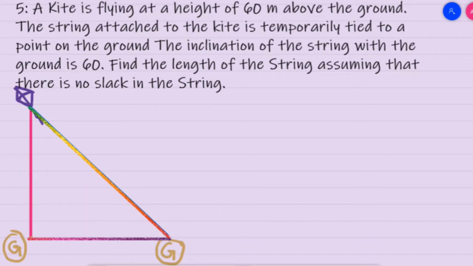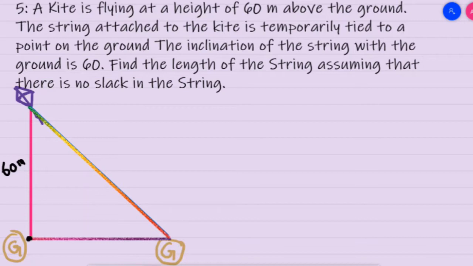Now, let us see what is given in this question. Question number 5. A kite is flying at a height of 60 meters above the ground. See here, I have shown a kite. This is the ground, and it is flying 60 meters above the ground. That means the height of the kite from the point on the ground is 60 meters.